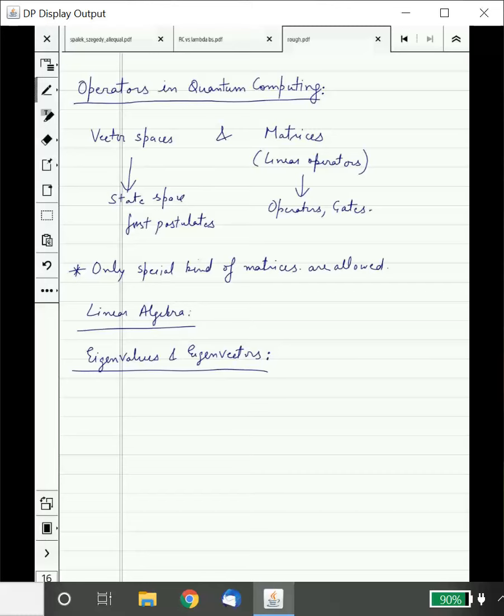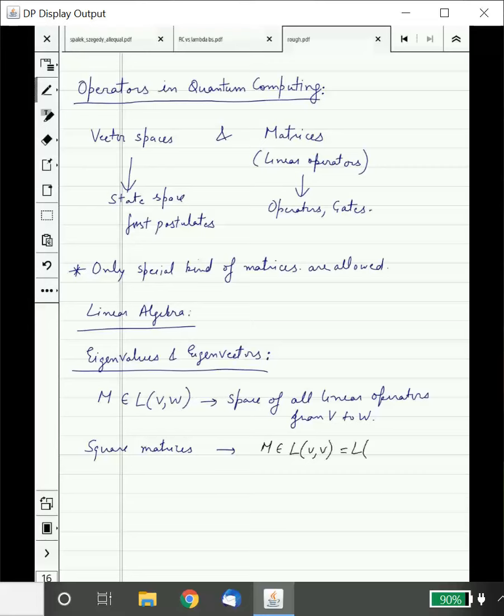Remember, generally when we talk about a matrix, we say that it is an element of L(V, W). This is the space of all linear operators from the vector space V to the vector space W. When we talk about eigenvalues and eigenvectors, we are interested in only square matrices, so now we will assume that we are talking about M an element of L(V, V), which in shorthand we write L(V). So this is the space of all linear operators from V to V.